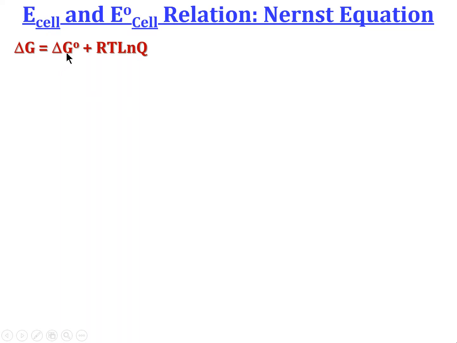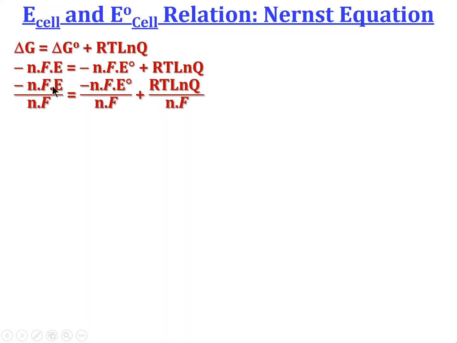Delta G is equal to delta G0 plus RT ln Q. And delta G is related to E of the cell. Delta G0 is related to E0 of the cell. So minus NFE equals minus NFE0 plus RT ln Q. Dividing by NF, we obtain E of the cell or E of the reaction equals E0 of the reaction minus RT divided by NF ln Q.